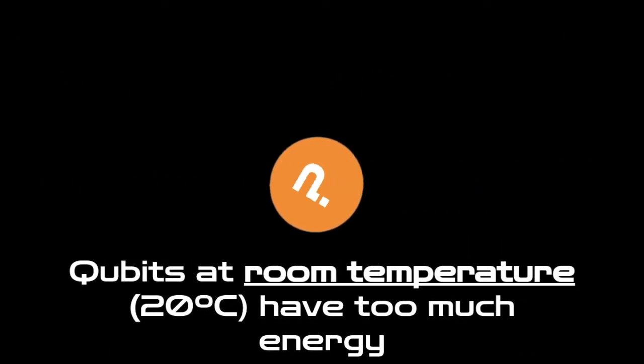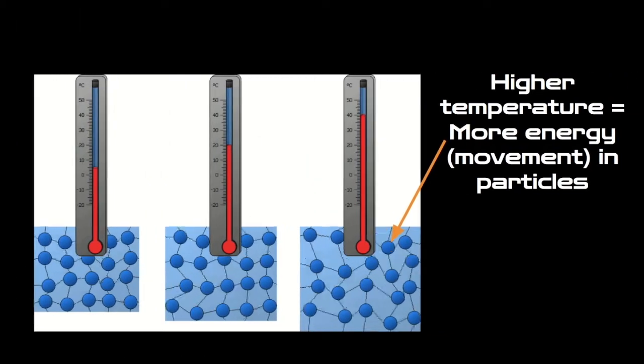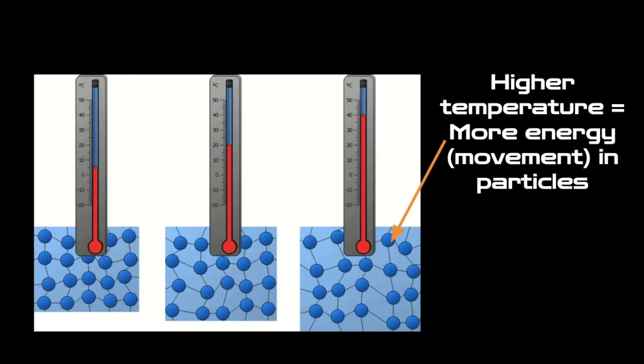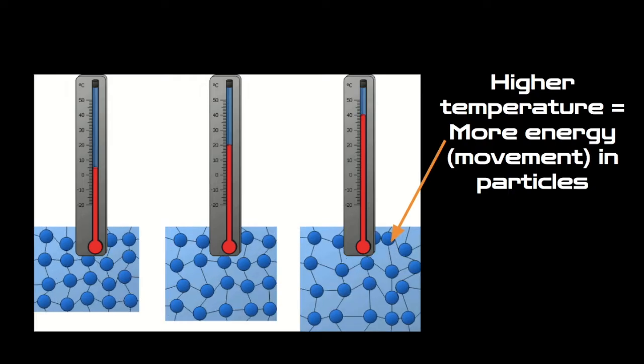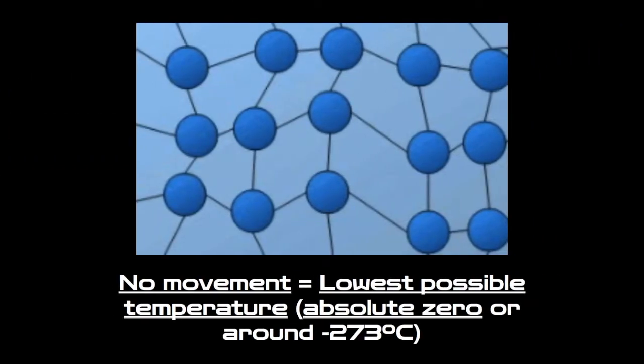This energy could even result from heat inside a quantum computer, since heat is simply how much particles are moving or vibrating around. Higher temperature means the particles are moving more, and lower temperature means the particles are moving around less. Theoretically, a state of 0 movement could be reached, which would be the lowest temperature possible since the particles are not moving at all. And this state where the particles are not moving at all is known as absolute 0.